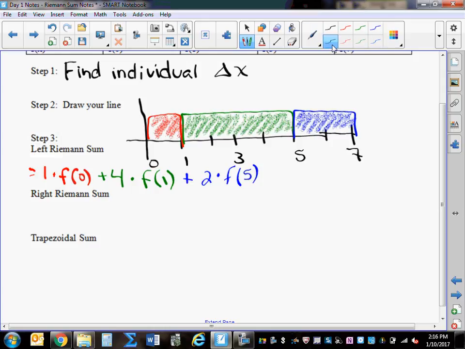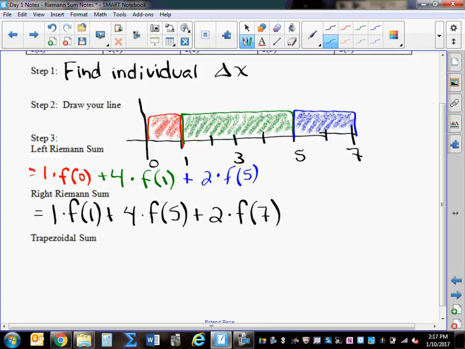Alright, so our right Riemann sum, we should have gotten 1 times f of 1 plus 4 times f of 5 plus 2 times f of 7. And again, you could have done 2 times f of 7 plus 4 times f of 5 plus 1 times f of 1. It's the commutative property since it's an addition. Are we good with that?